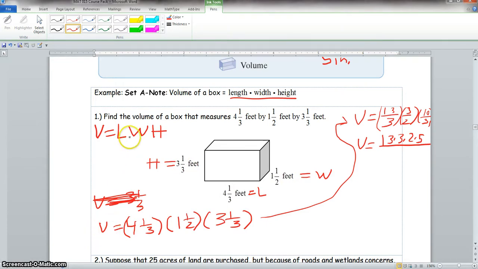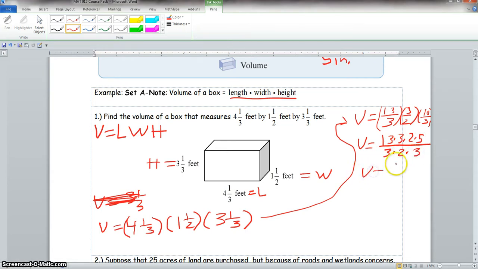So now we have our volume. We're going to substitute. 4 1/3 goes in for the length, 1 1/2 goes in for the width, and the height is 3 1/3. Now our next step, we have to change these mixed numbers to improper fractions. We have 13/3 times 3/2 times 10/3. Now we're going to take the prime factorization of these numbers. You have 13 times 3 times, this 10 becomes 2 times 5. Now in our denominator, all 3 of these values are prime.